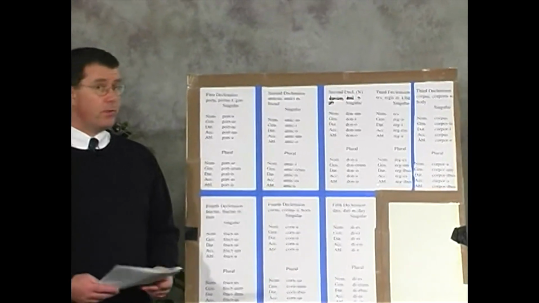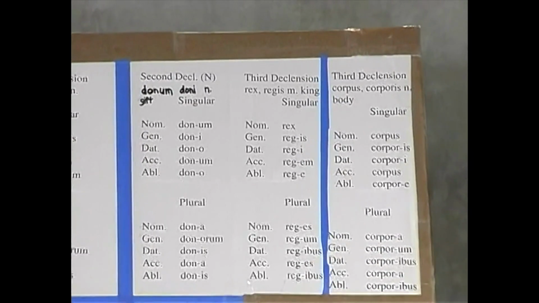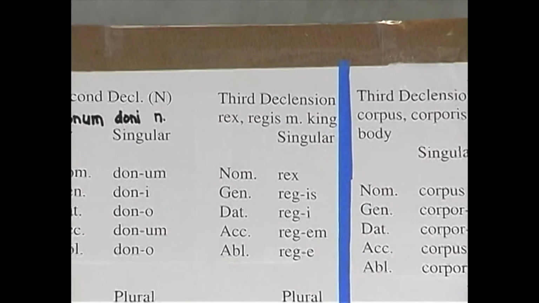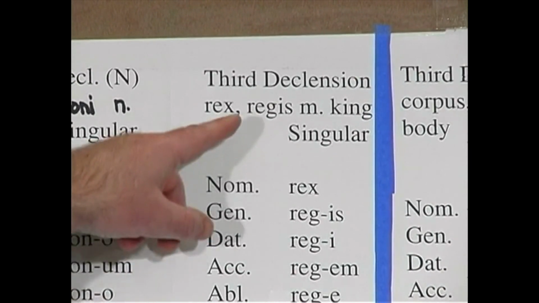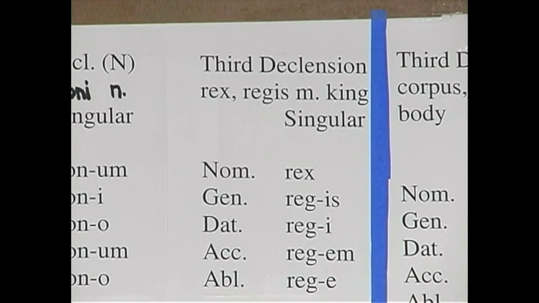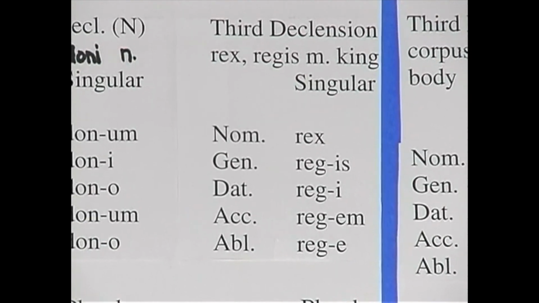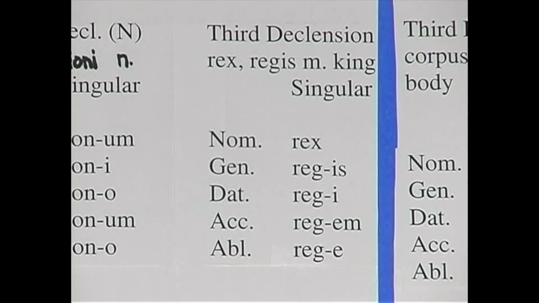Okay, now let's move on to the third declension. The third declension is characterized by a genitive singular in is. Our model noun will be rex, regis, masculine, king. To form the third declension, you add third declension endings to the noun base. How do you find the noun base? You go to the genitive singular and you drop off the ending.